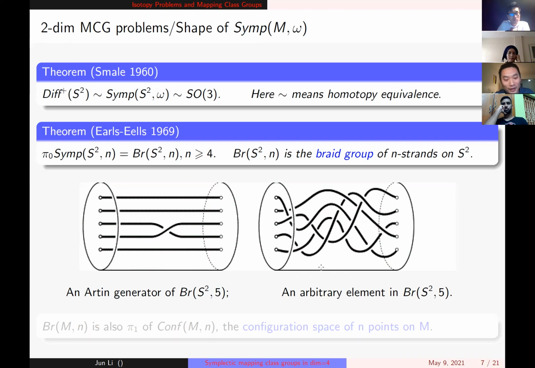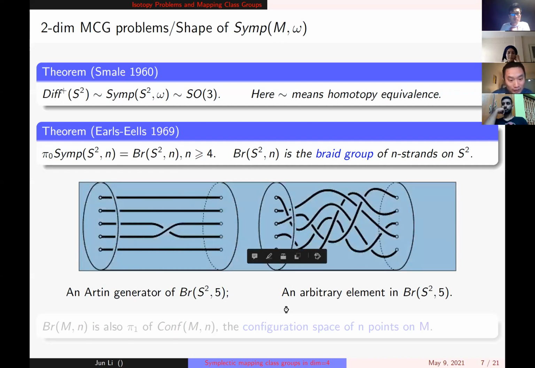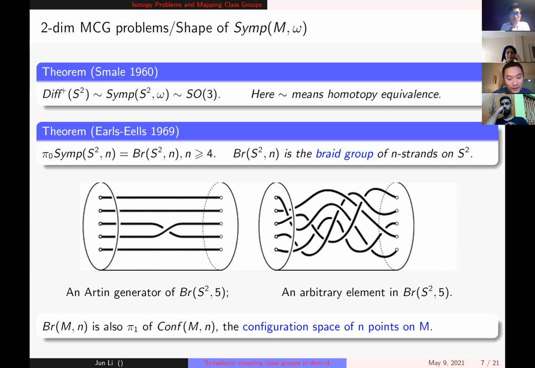Then we can imagine we are doing some composition of these Artin generators to make braids. We can make arbitrary complicated braids. Of course, we have to mod out by some equivalence relations like the braid relation. But even after modding out, we still have an infinite group. So this punctured sphere does have a really large mapping class group. Another way of understanding this braid group is that it is the fundamental group of the configuration space.